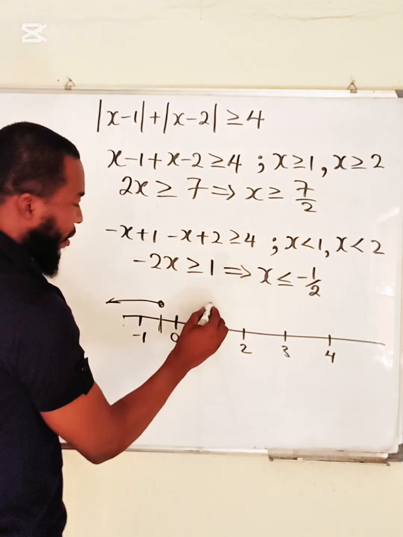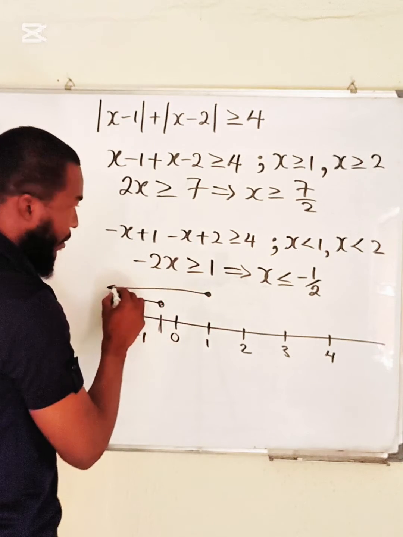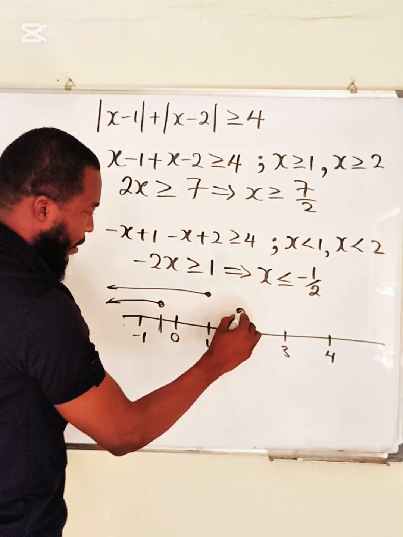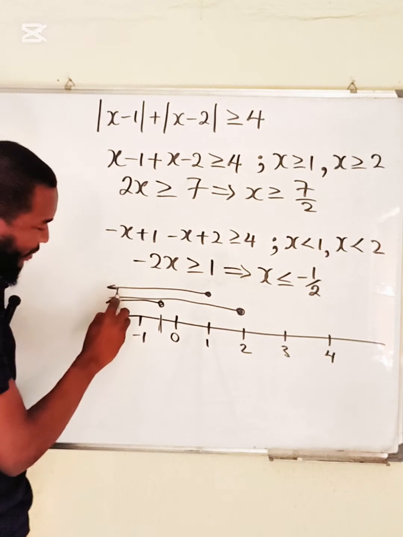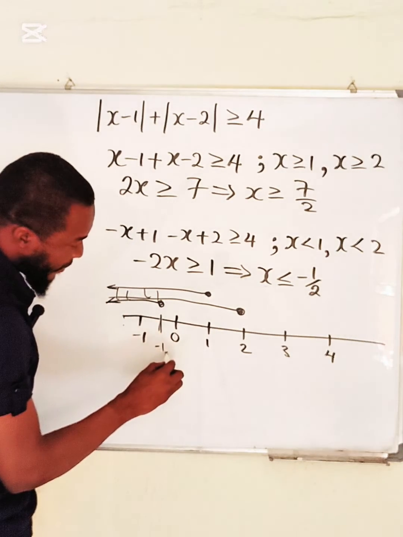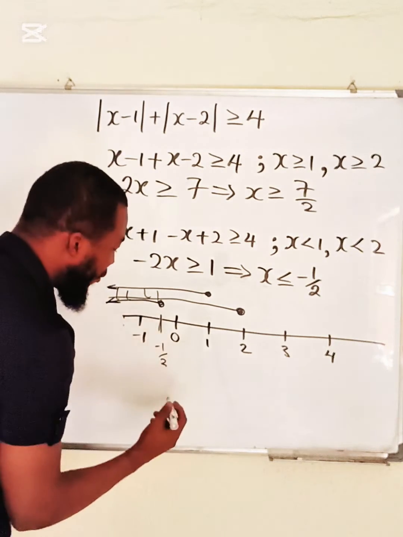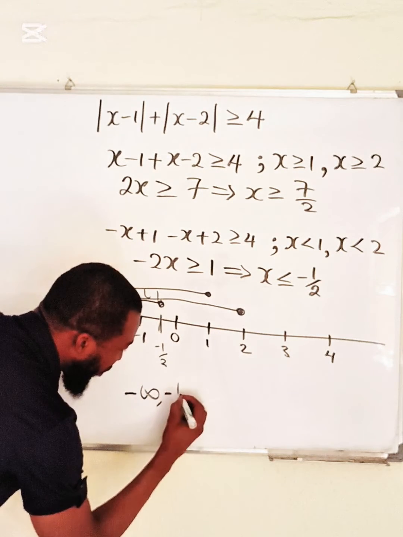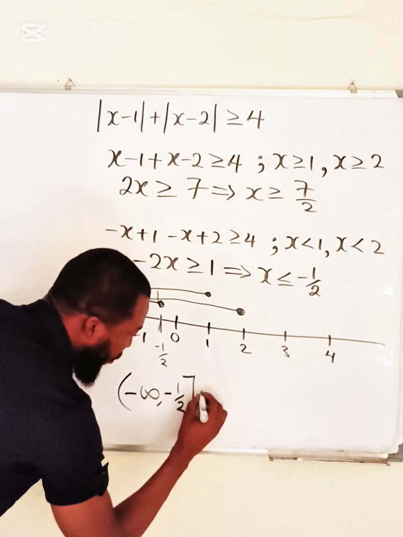And this one, where is 1? Under here, right? Where is 2? Can you see the intersection of the three lines? It begins where? Under this negative 1 over 2. This is where you have an intersection. Therefore, the solution will be from negative infinity down to negative 1 over 2. But negative 1 over 2 is included. Union.